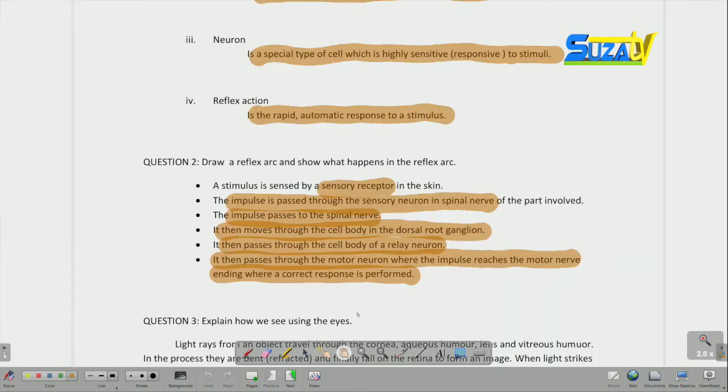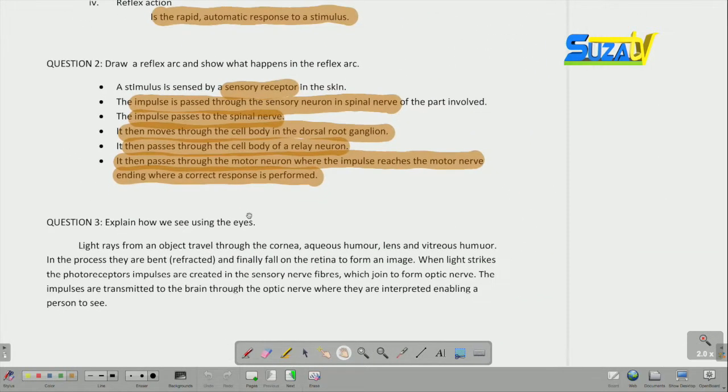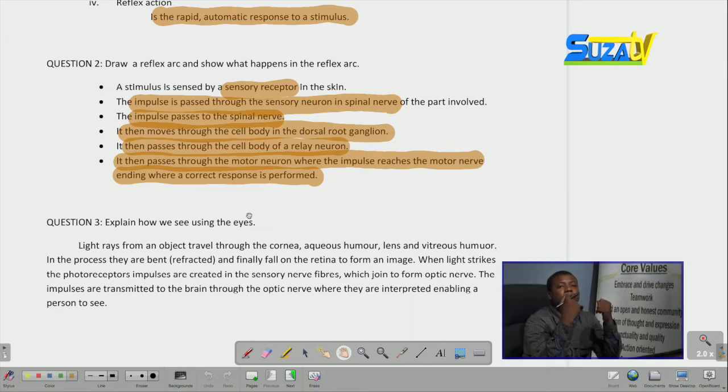Moving ahead to the third question, we're asked to explain how we see using the eyes. So a question like this requires a person to explain just what happens in the eyes when a person sees. So the action of seeing, what occurs during the action of seeing. So you can explain it by using a paragraph method just like this.